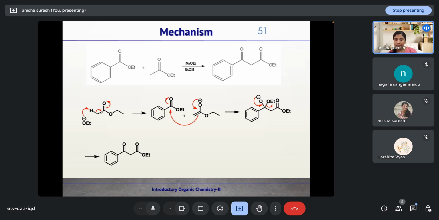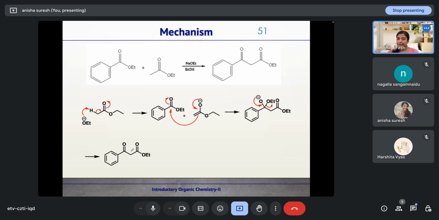Here this proton will be abstracted, leading to formation of this enolate, and this enolate will go and attack this carbonyl carbon, leading to formation of this tetrahedral intermediate, and this tetrahedral intermediate will collapse, leading to formation of this final product.